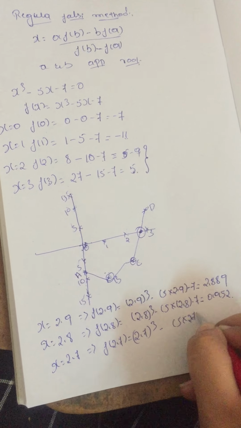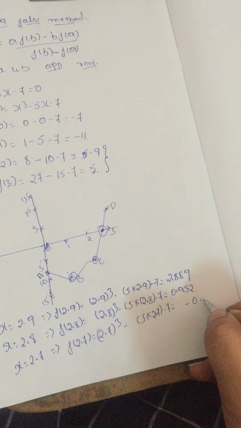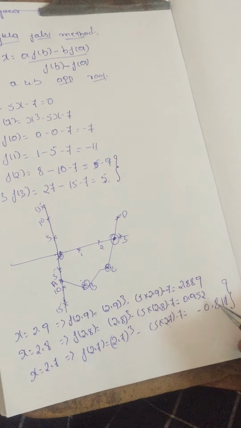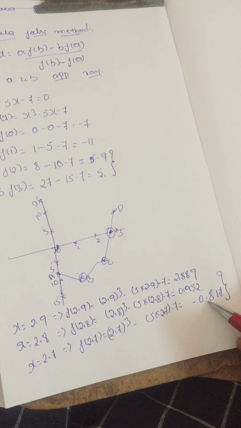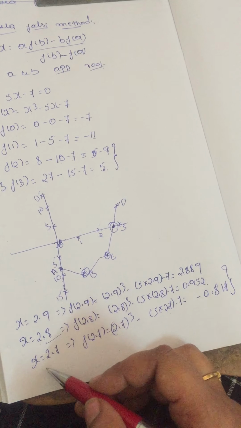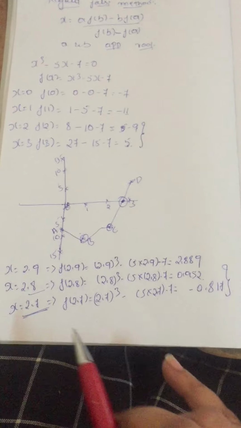Next, x is equal to 2.7, then f of 2.7 is 2.7 whole cube minus 5 into 2.7 minus 7, which simplifies to minus 0.817. Again we get one positive and one negative value. It means the root lies between 2.8 and 2.7. So we take any value as the a value, and the corresponding f of a should be negative.